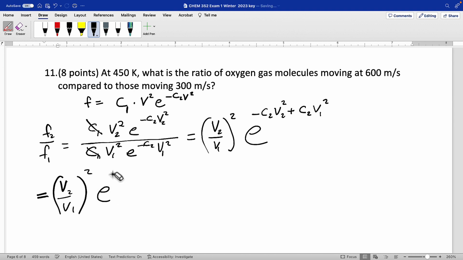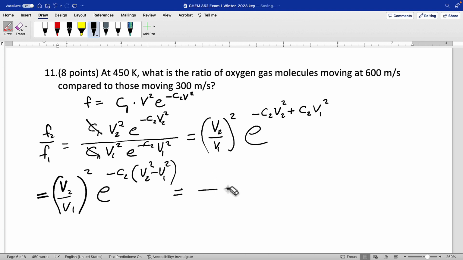So I'm going to pull out a negative C2. Okay, so if I pull out negative C2, I've got V2 squared minus V1 squared. Okay, so that looks a lot simpler. We're going to have to plug in the actual C2. Notice we didn't have to bother with C1 because it cancels. So let's go ahead and plug in the actual numbers and the actual original constants.